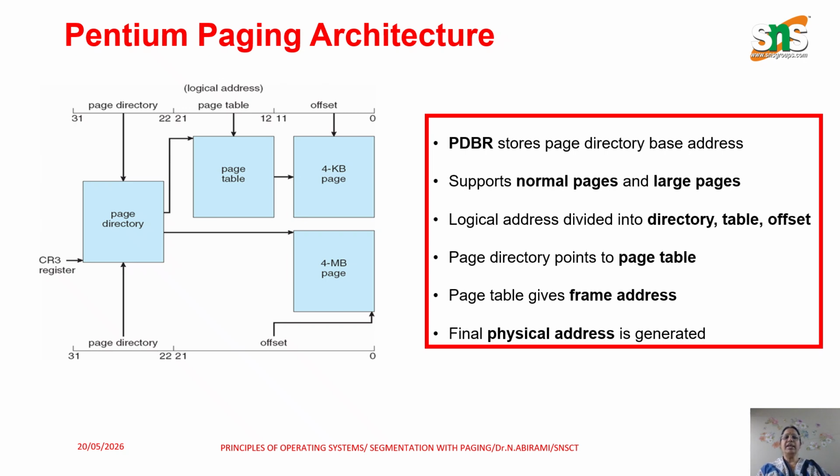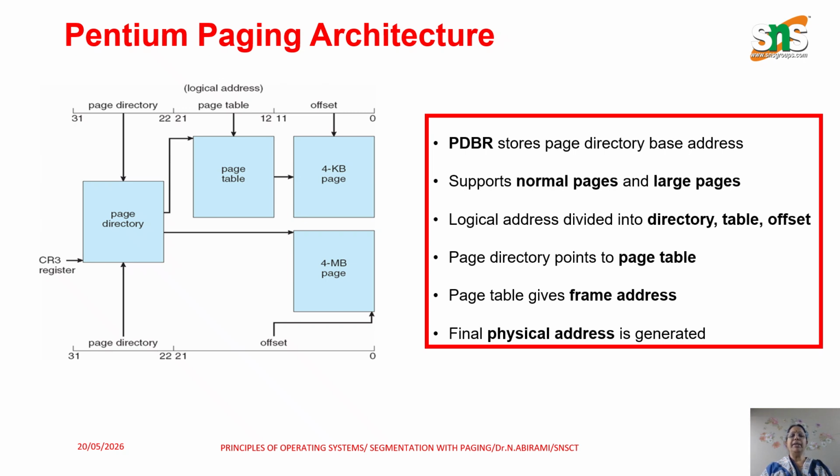First, the page directory index selects an entry in the page directory. If this entry points to a page table, the page table index is then used to select a page table entry, which gives the physical frame address of a 4 KB page. The offset is then added to this frame base to produce the final physical address.